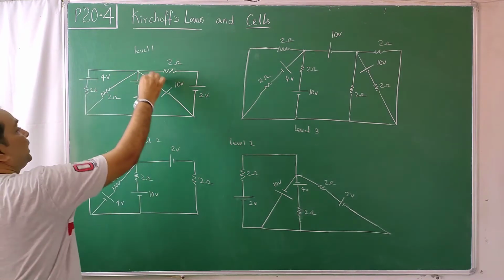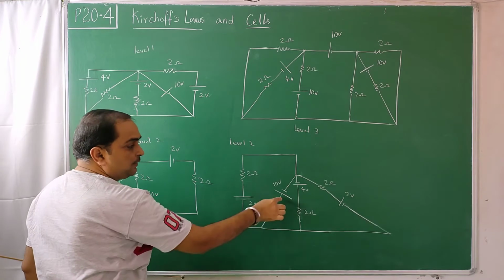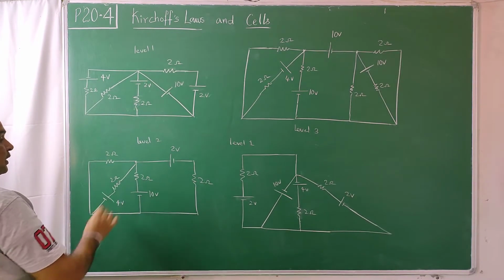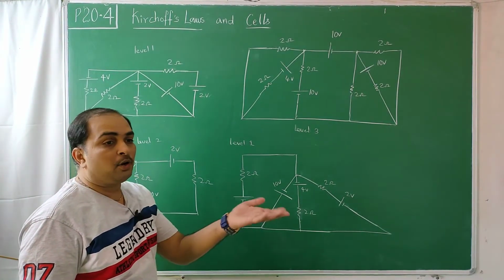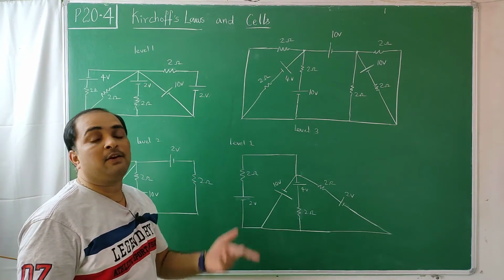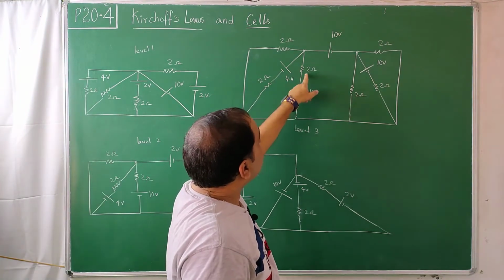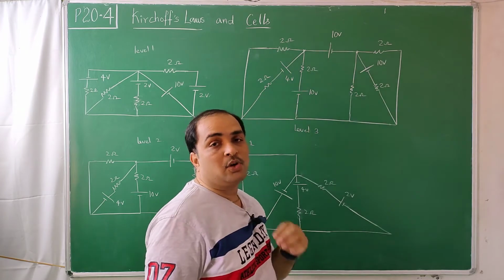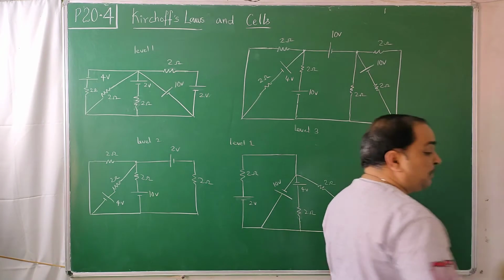You have a branch which has only a battery without a resistor, whereas here you have a battery with a resistor. When a battery is involved, before and after you know the potentials, but when a resistor is involved, unless you know the current, we cannot tell what the potential difference is. Similarly here, there is a resistor in each branch. So if we have a branch with a battery without a resistor, the problem becomes simple.